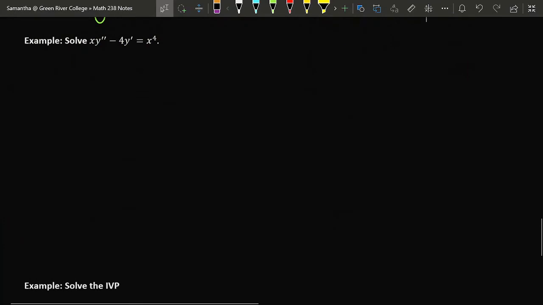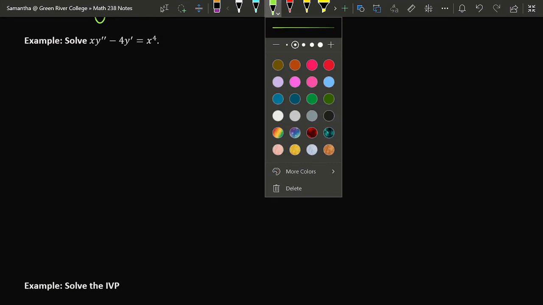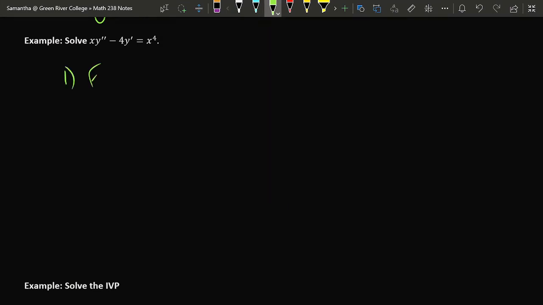Let's demonstrate the method in another example. In this case, we have x times y double prime minus 4 times y prime is equal to x to the 4th power. So step number 1, we need to find the complementary solution using the same techniques as always. Now, as of this moment, this may not quite seem like it's in the format of a true Cauchy-Euler equation, because the number of x's is not a consistent match to the order of the derivative on the y.